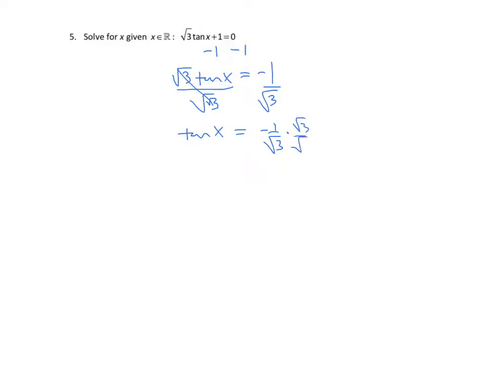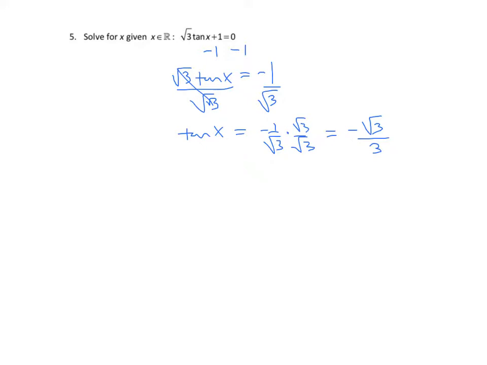And one more example in level 3. We want to get tangent x by itself, so we subtract 1 from both sides. And we get radical 3 tangent x equals negative 1. Divide by radical 3 to get tangent x by itself. And we get tangent x equals negative 1 over radical 3. We don't want to leave the radical in the bottom, so we multiply by radical 3 over radical 3. And we get negative radical 3 over 3.